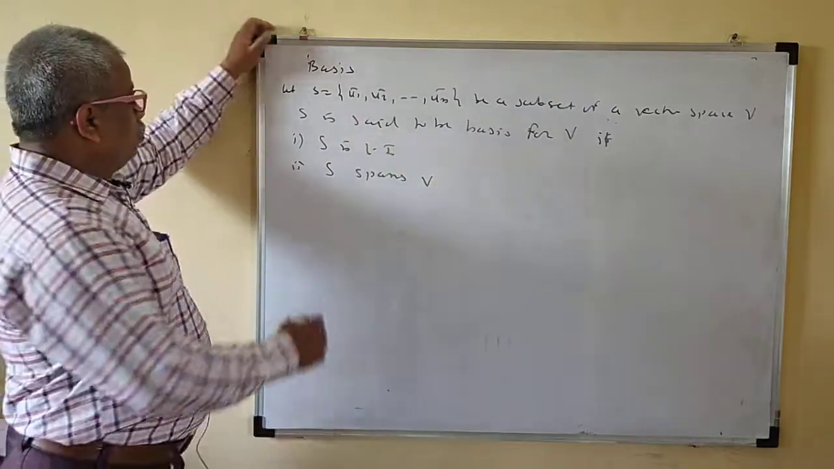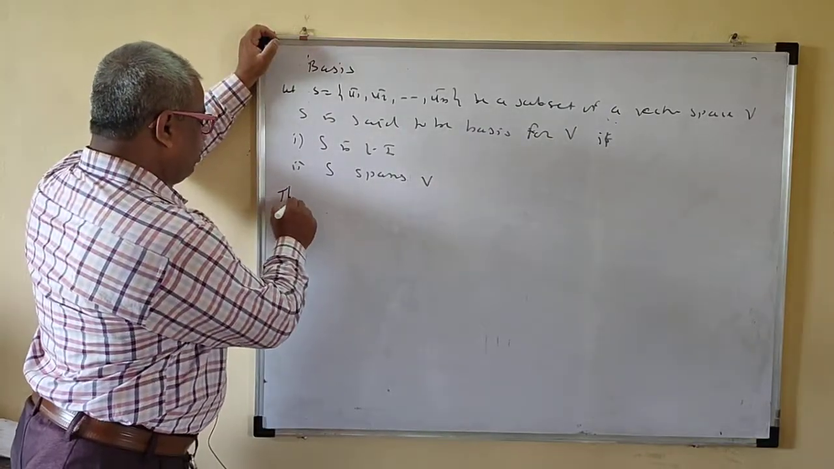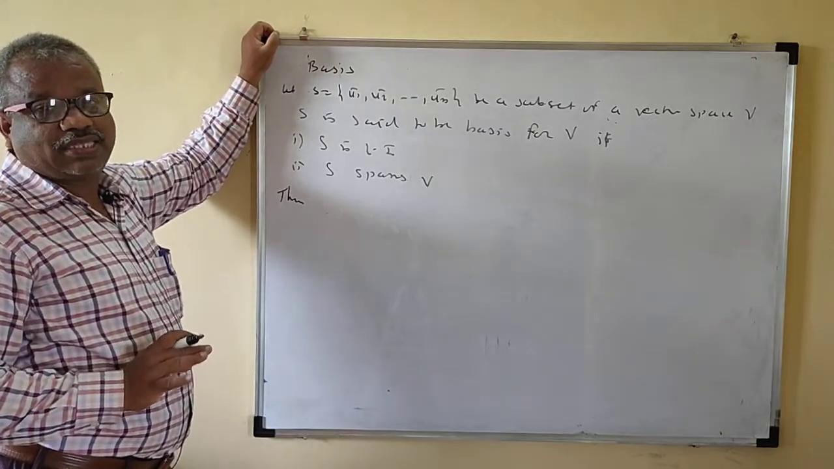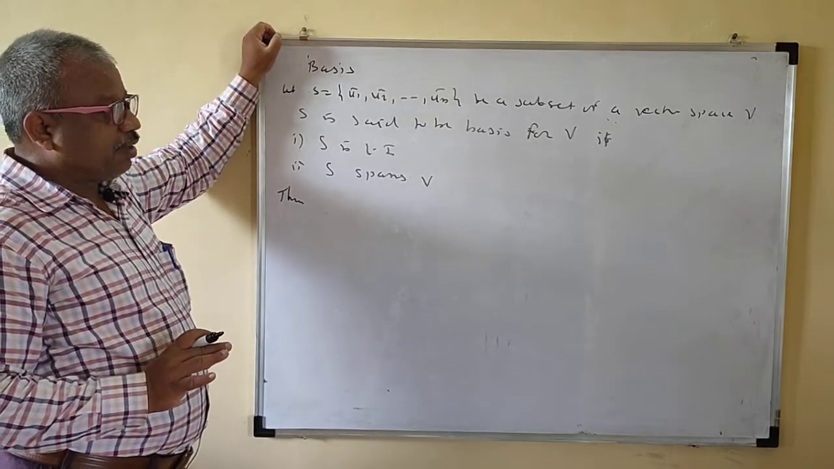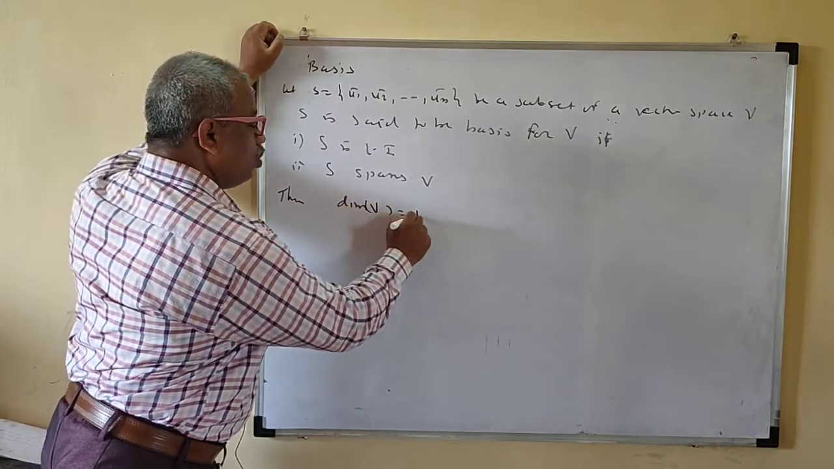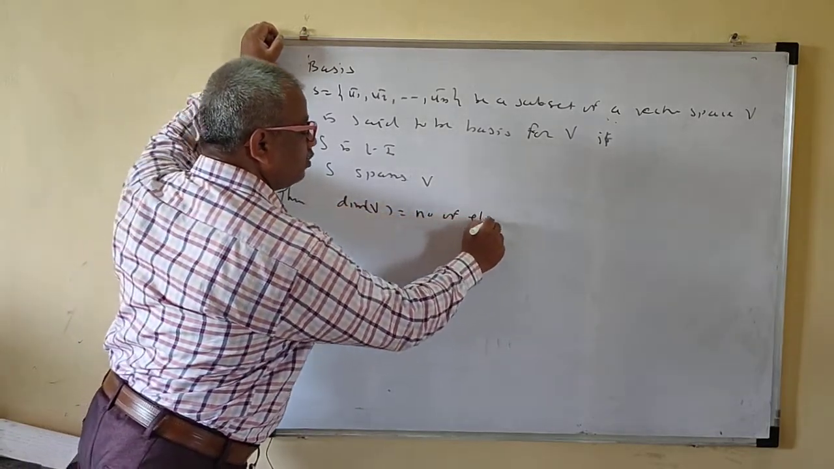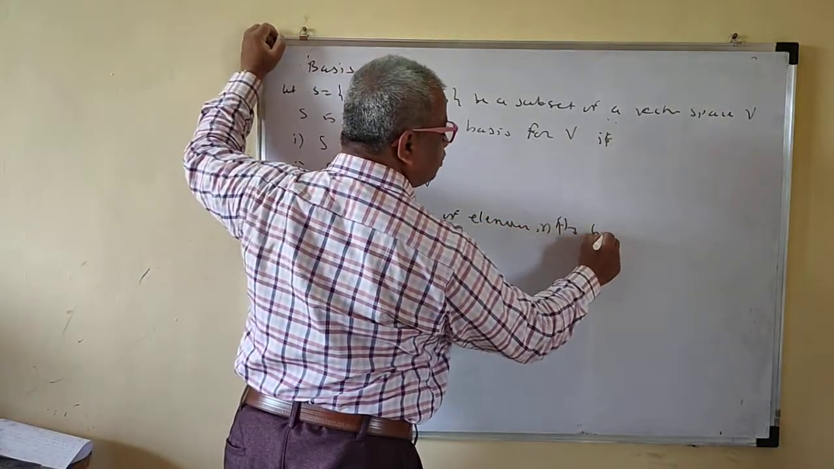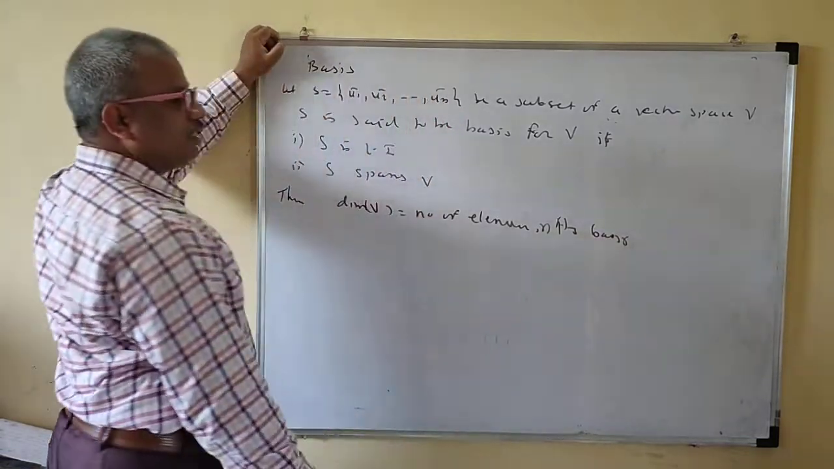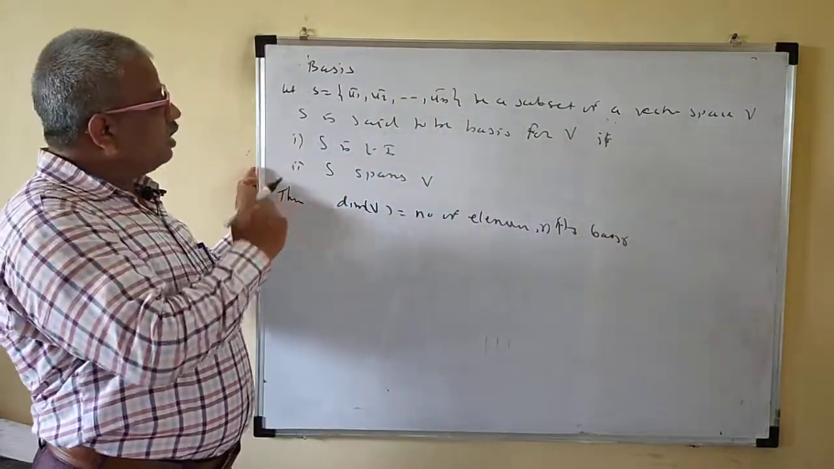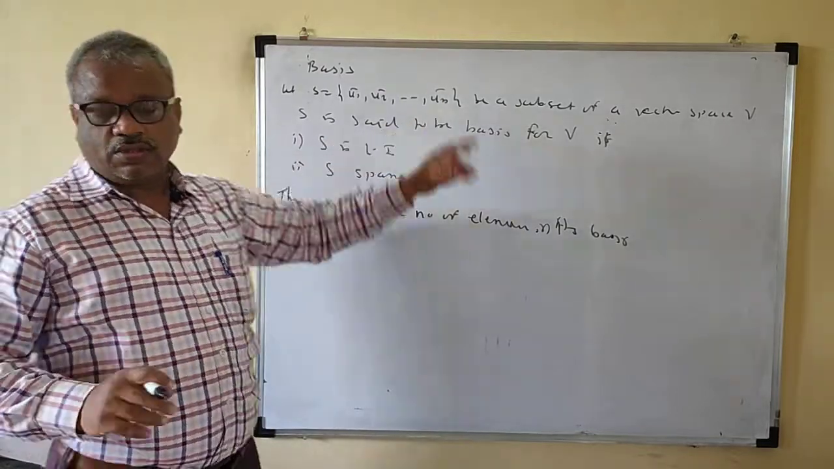So you have seen some theorem. Also, the number of elements in the basis is nothing but the dimension of V. So the dimension of V is equal to the number of elements in its basis. So if the basis has n elements, here if S is the basis, then the dimension of V is equal to n.